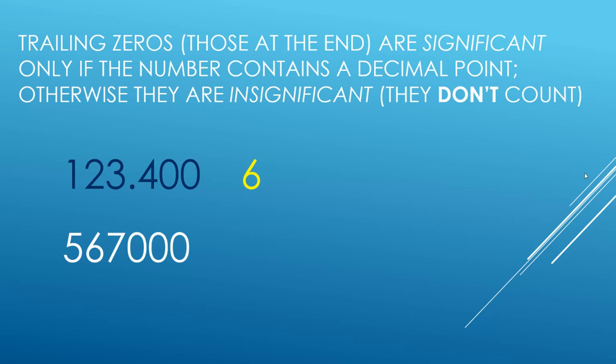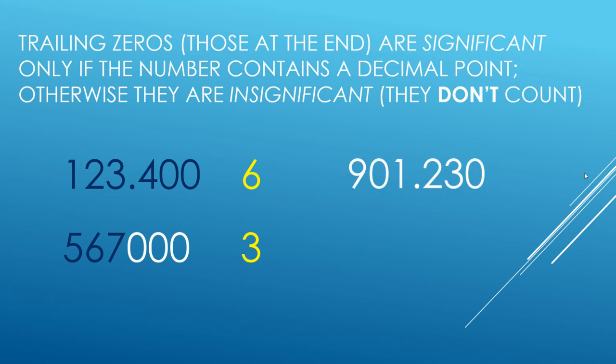Now on this number, we have 567,000. There are 3 trailing zeros, but no decimal point. So those zeros are not significant. Only the 5, 6, and 7 are significant. So there are 3 significant digits in this number.